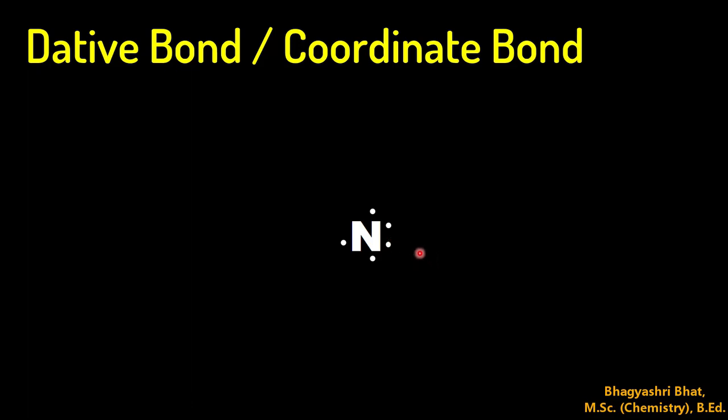So it shares 3 electrons with 3 hydrogen atoms. Now each hydrogen atom has 2 electrons, thereby it attains duplet structure, and nitrogen has 8 electrons, it attains octet structure. This is the molecular formula of ammonia.